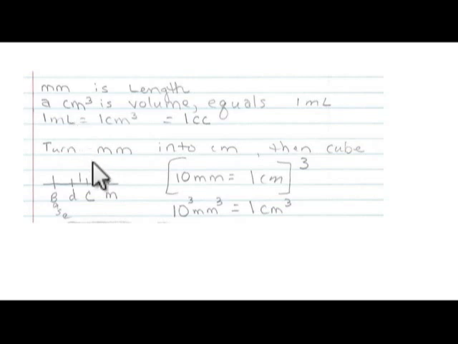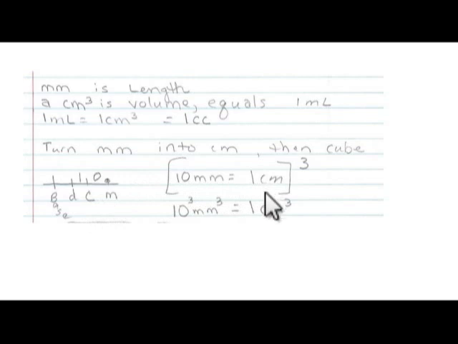So what I have to do is turn this unit of length, which is a millimeter, into a unit of volume by cubing it. So if I can turn a millimeter into a centimeter and then cube it, I've got something I can work with. So I can see that there are 10 millimeters in every centimeter.